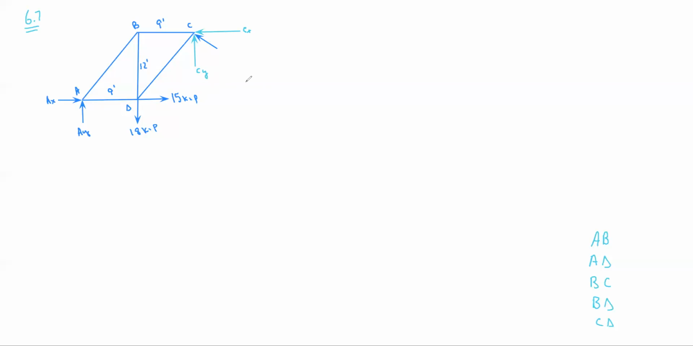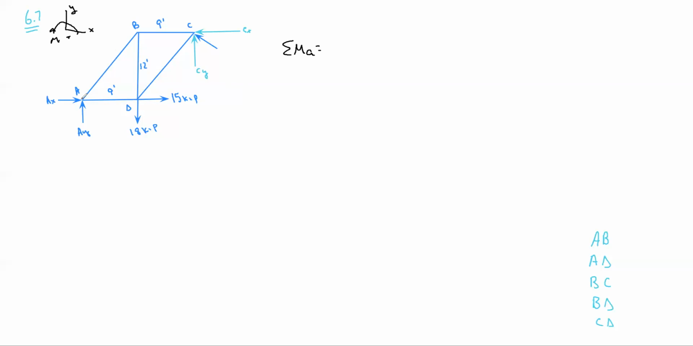So if I take a summation, now just watch what I'm doing here. I'm going to take a summation of the moments about point A. That renders AX and AY as non-players. Now the 18 kip force is a player.